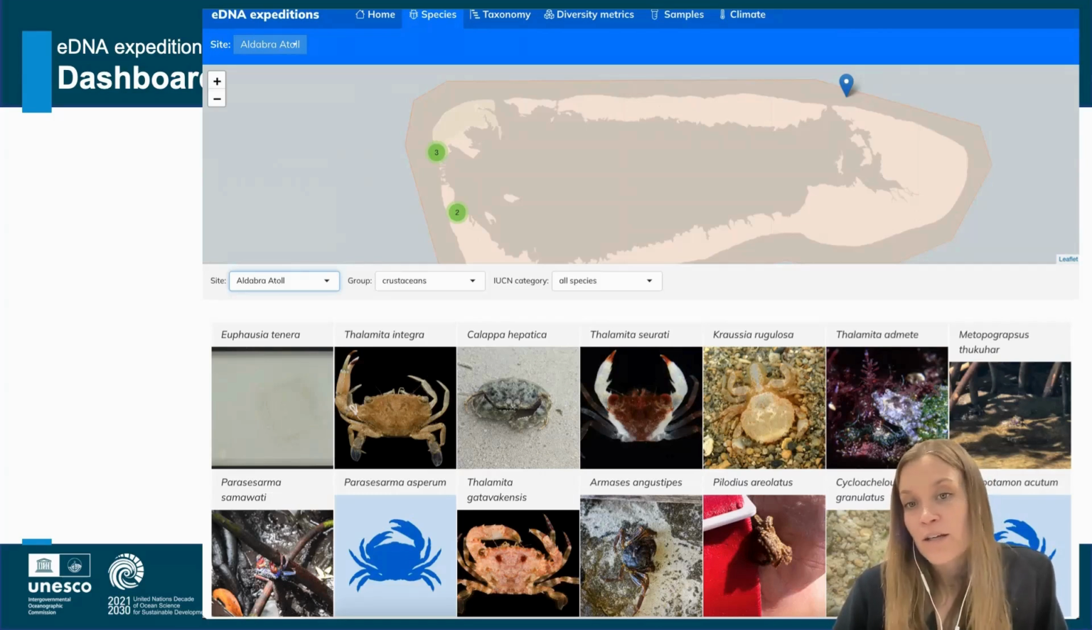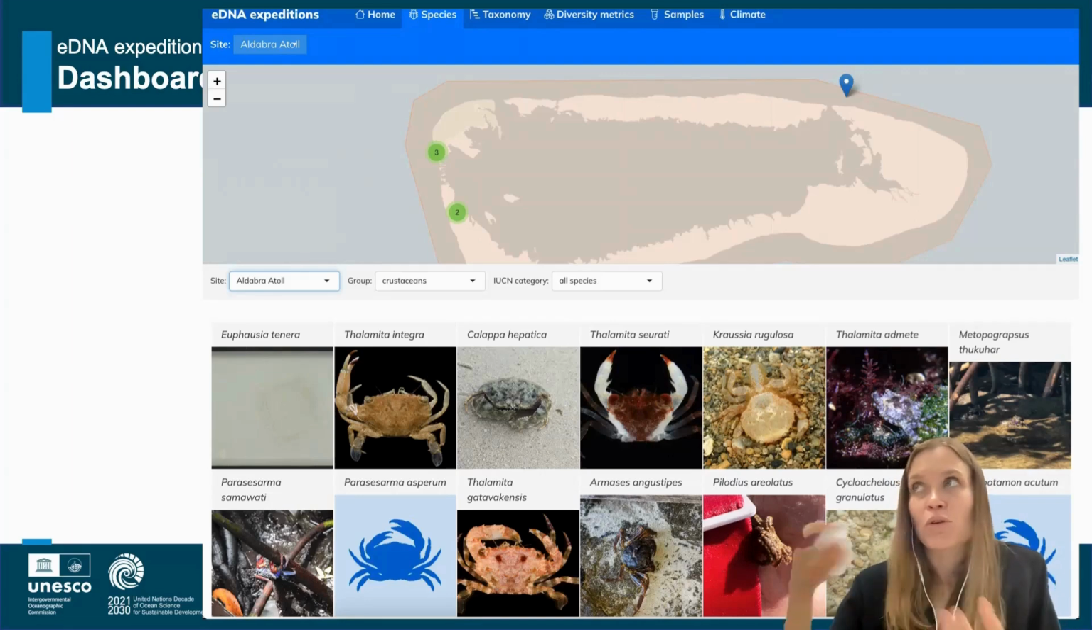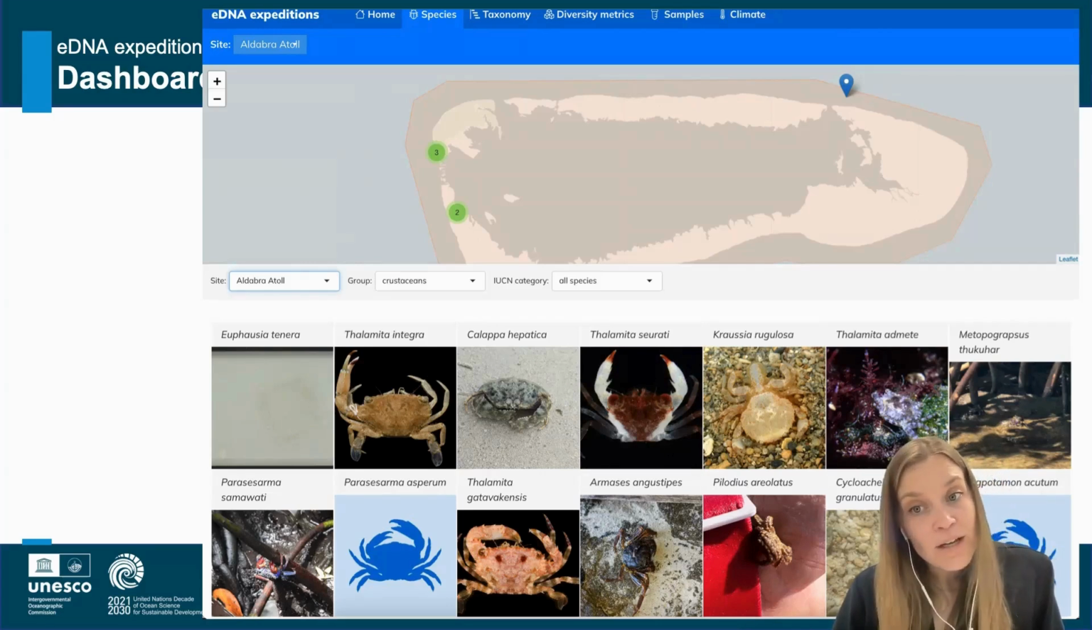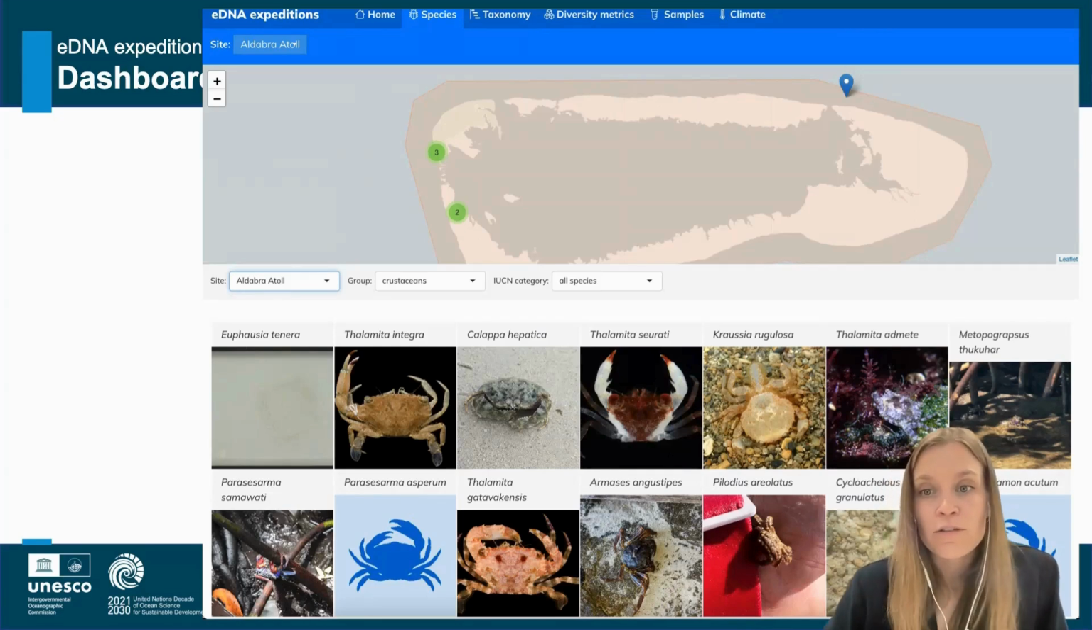And by clicking on an image, you will also get a small piece of information on that species, as well as the actual DNA sequences that were found. So linking that a little bit to what the data is behind all this information. And hopefully this will also allow scientists to then confirm how reliable this species detection is.